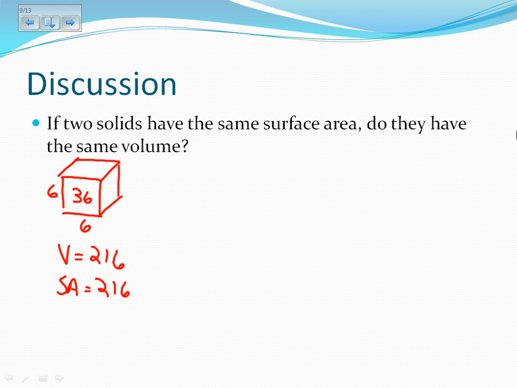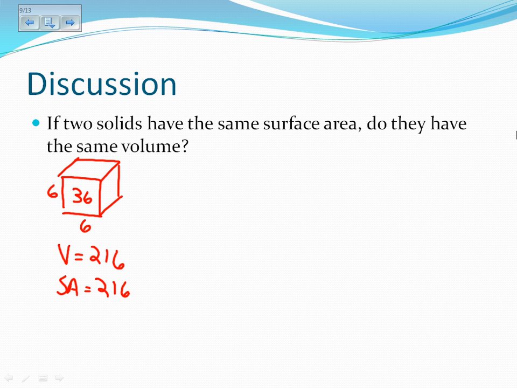Now that's just a coincidence because you chose 6 as your side length. But we need to compare it to another solid with the same surface area. So can anybody come up with another solid that's not a cube like this that has the same surface area? You can use a prism. Rectangle is probably the easiest.